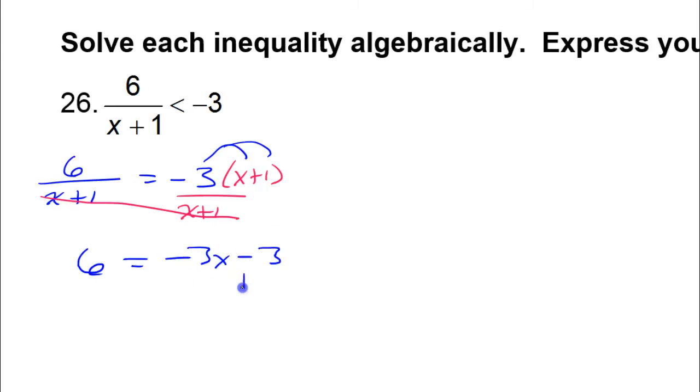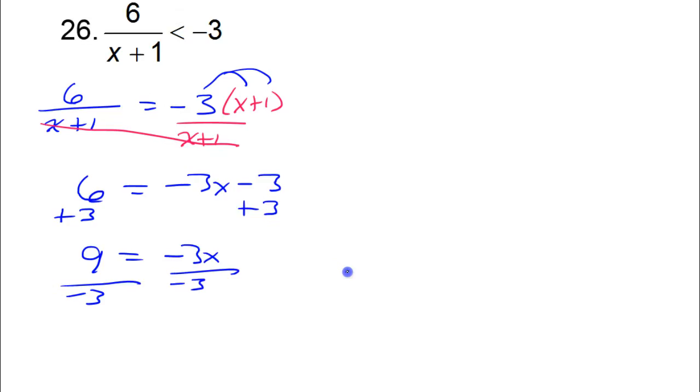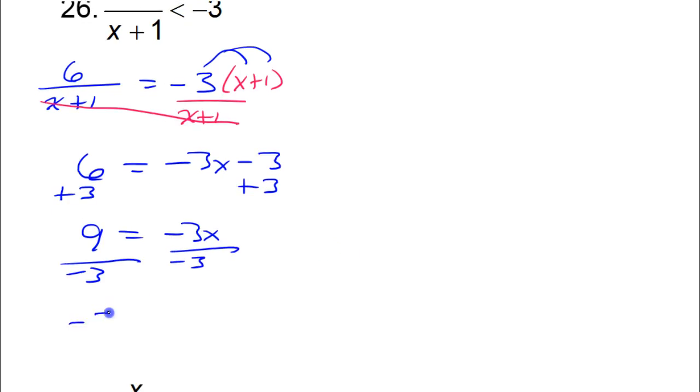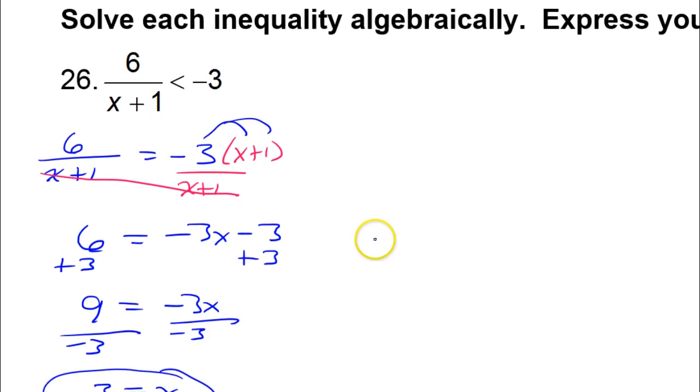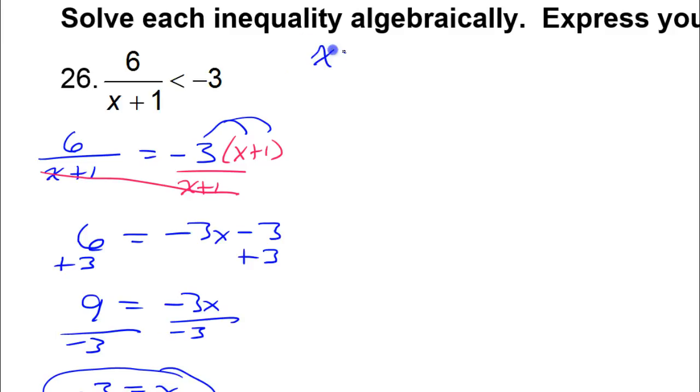Getting x by itself, I'm going to go ahead and add 3 to both sides. So that's 9 is equal to negative 3x. Then I would just divide by negative 3. And that gives me negative 3 is equal to x. So that is going to go on the number line. X equals negative 3, that's one of my critical values.